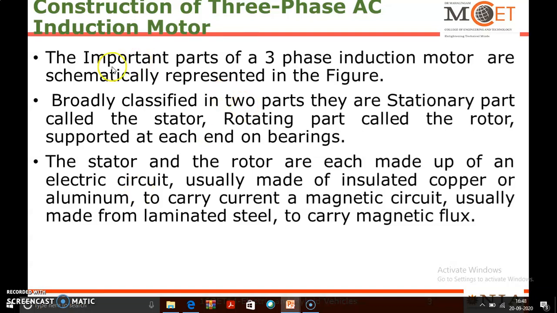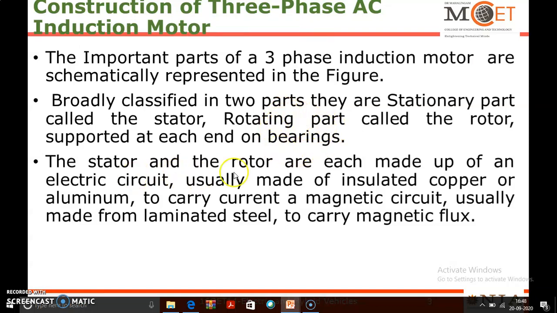We know that the important parts of the three-phase induction motor have been specified in the schematic diagram. The three-phase induction motor is broadly classified into two parts. The first is the stationary part, which is called the stator, and the second is the rotating part, which is known as the rotor. The rotating part is supported by means of bearings.